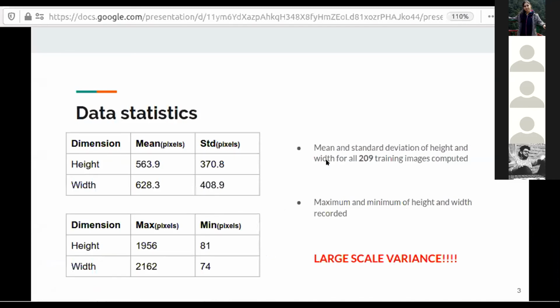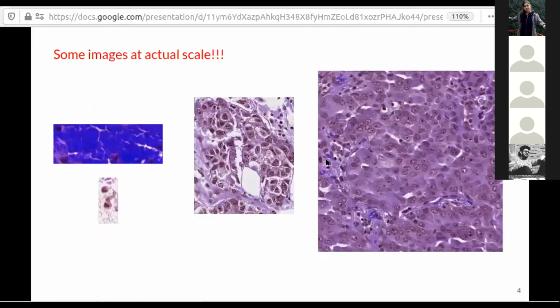In the first stage, we calculated the height and width for all of the 209 training images. We could see that there was a large scale variance in the training data itself. And for the dimensions, we can see that there's a lot of variance between the height and width as well, with the maximum and minimum number of pixels. Some of these images are shown here at actual scale. This demonstrates the large scale variance that is present in the training data.